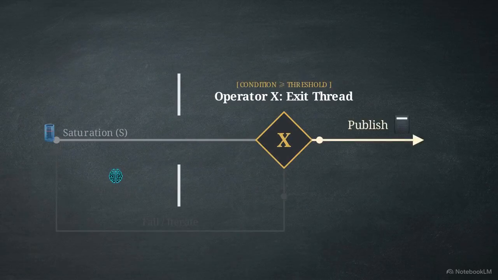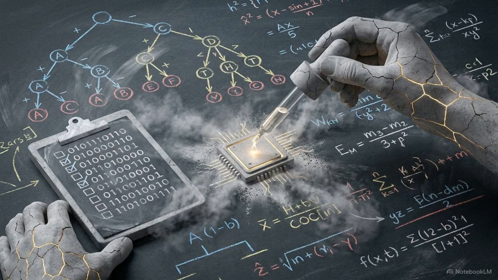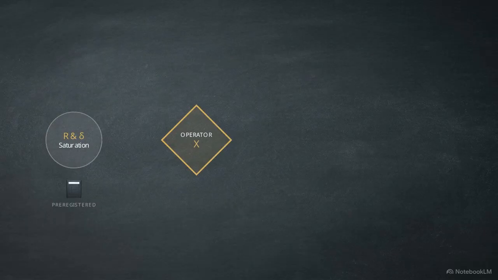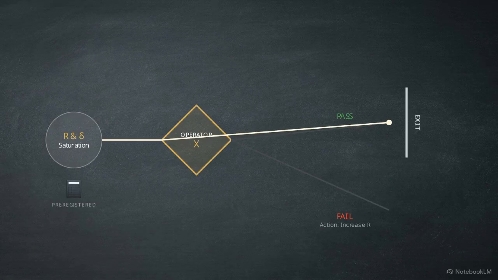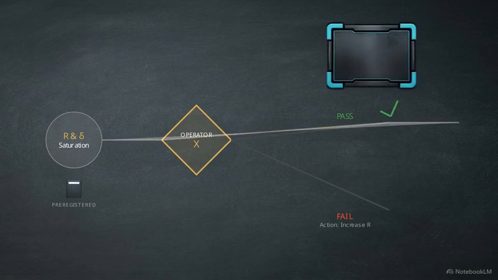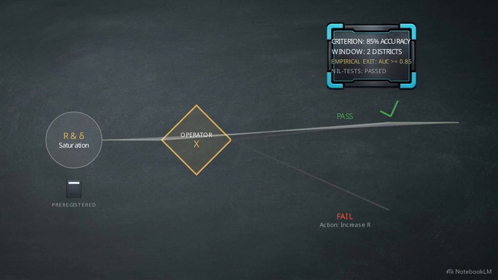Once the conditions for saturation are met, the exploration phase ends and the framework demands a resolution. This leads to the final operator, X, the exit thread. An exit thread is a pre-registered, falsifiable criterion. It is a specific test passed to resolve the inquiry and move beyond the loop. For our outbreak model, the exit thread requires 85% validation accuracy across 2 city districts. It's a clear pass-or-fail gate.